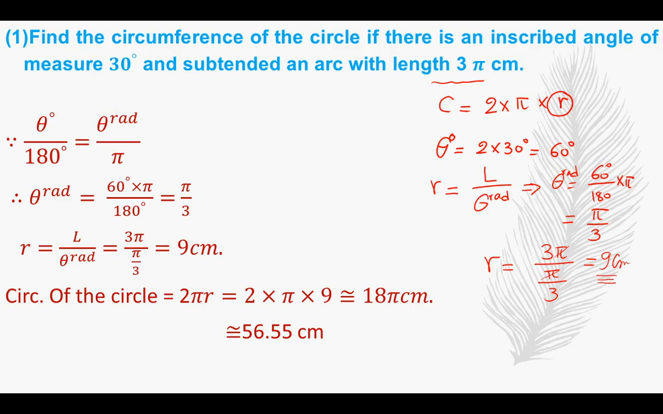So the circumference of the circle will be 2 multiplied by π multiplied by the radius length, which equals 9 centimeters, and the result will be 18π centimeters, or approximately 56.55 centimeters. Okay, let's go to another example.